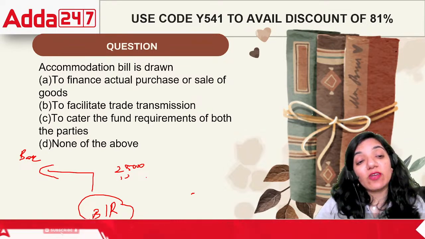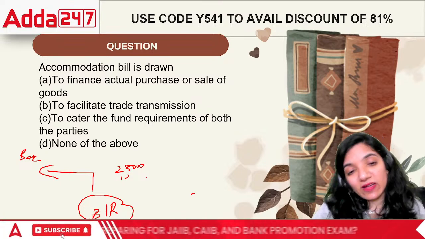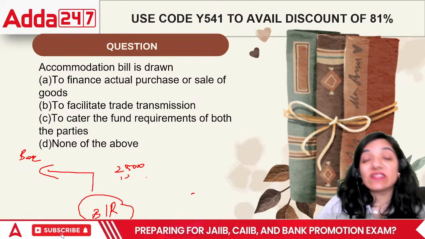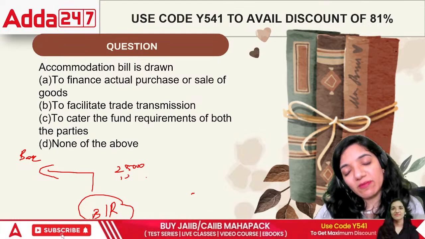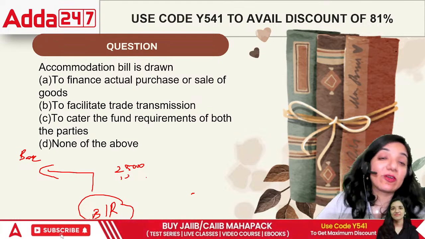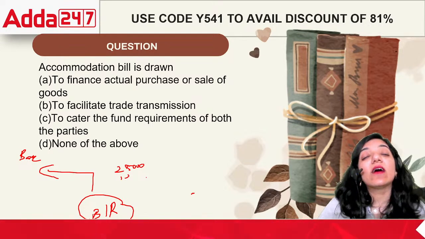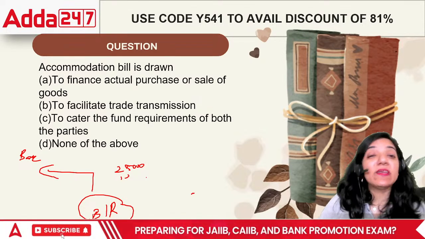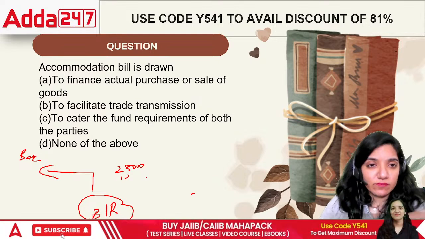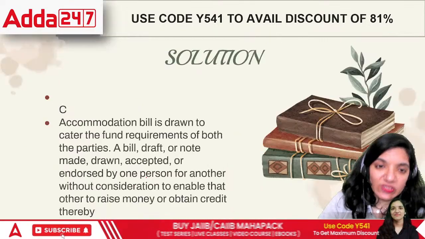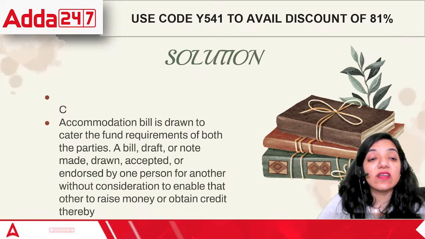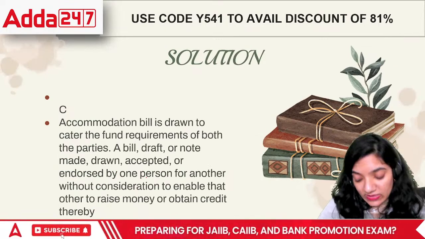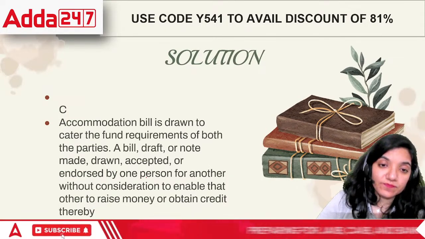Both of them will share that money among themselves. Once they share the money, after 3 months they will club their money and give it back to the bank. In this case they are accommodating bills; they are basically helping each other generate funds. So this is done to cater to the needs of both the parties.